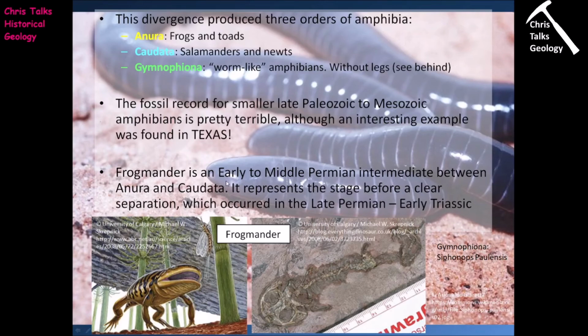So frogmander is an early to middle Permian intermediate between the Anoria and the Chordata, and it represents the stage before a clear separation. So this is one of the organisms that shows us when this separation was occurring. The fact that we have this hybrid organism in the early to middle Permian tells us that the split hasn't fully occurred yet. And so this tells us that we aren't really going to have divergence completely between the Anoria and the Chordata until the late Permian.